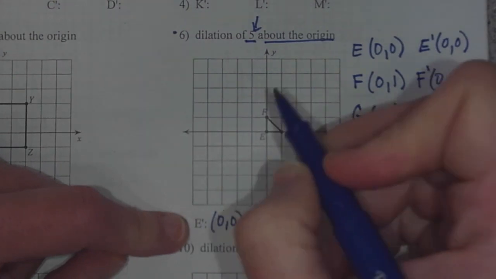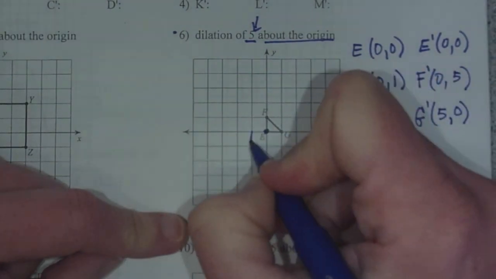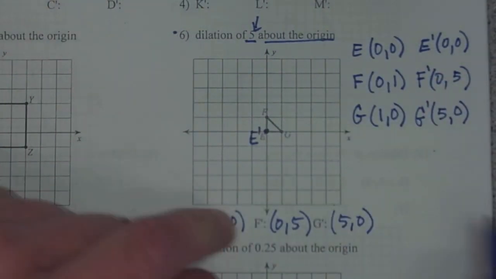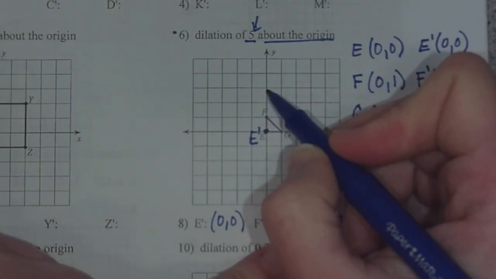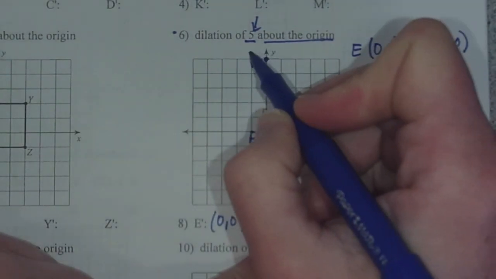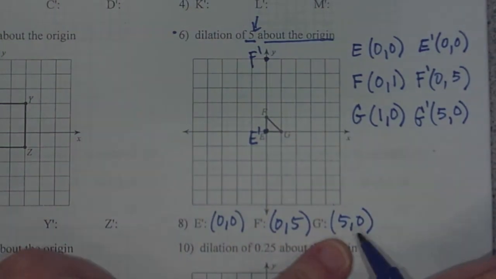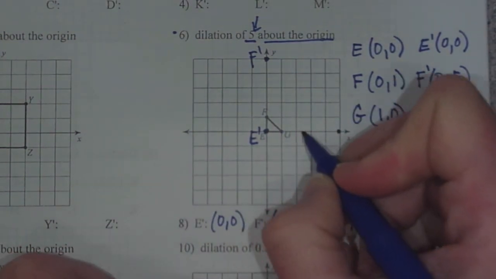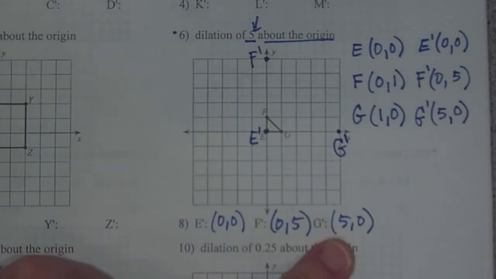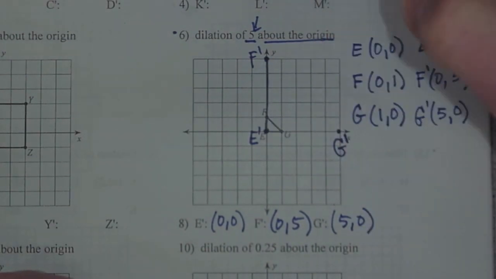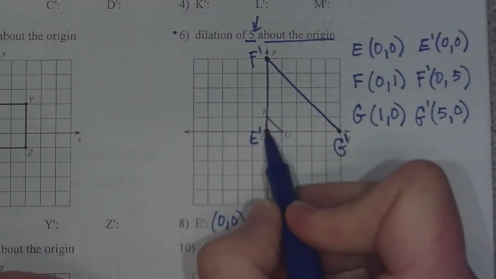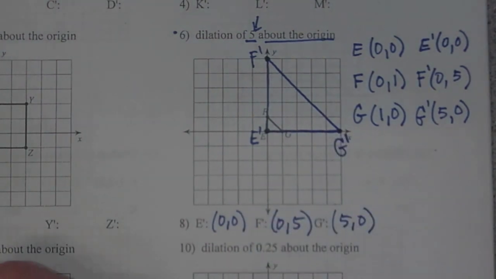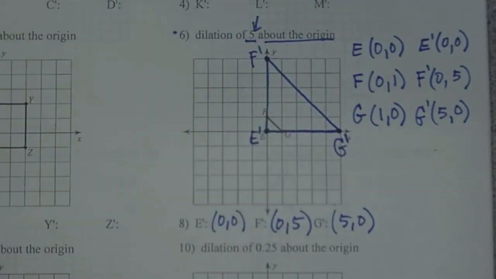Okay, so E prime is going to be right here at the same place as regular E. F prime is going to be (0, 5): 1, 2, 3, 4, 5, all the way up here. And then G prime is going to be over here: 1, 2, 3, 4, 5, G prime. And then we connect our dots and we get to see our nice big triangle, which has been dilated by a factor of 5 about the origin. Okay, so the little one got big.